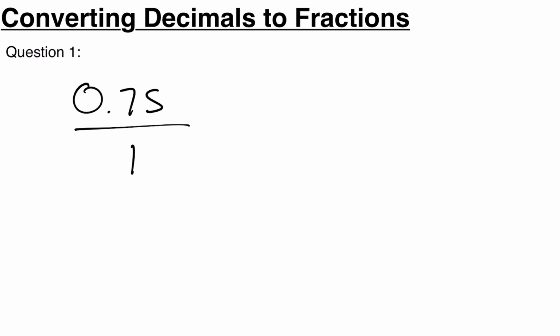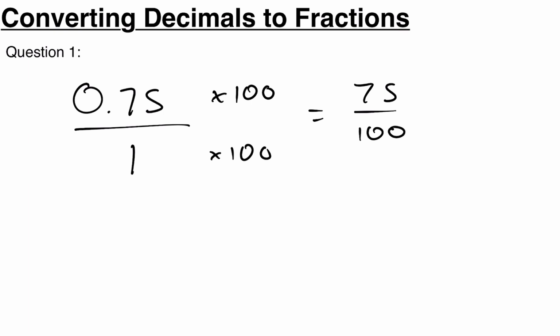Now, the 5 is in the hundredth spot. So what we're going to do is multiply the numerator and the denominator by 100. So times 100, times 100, that's going to give us 75 over 100.